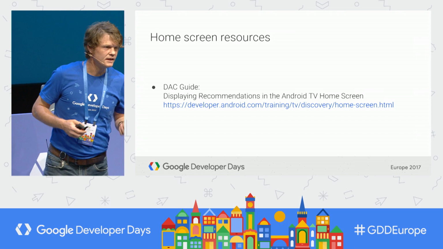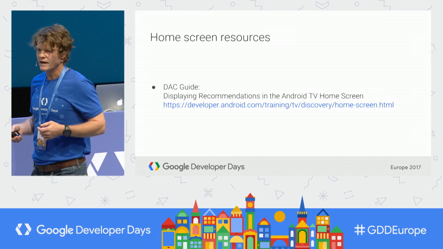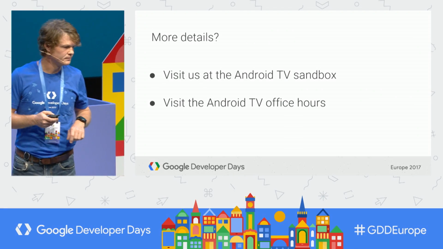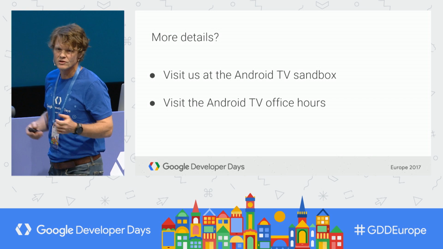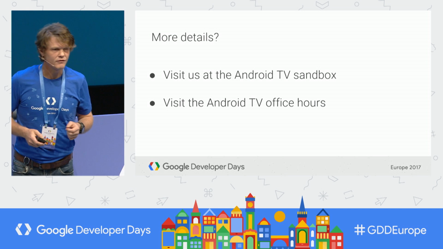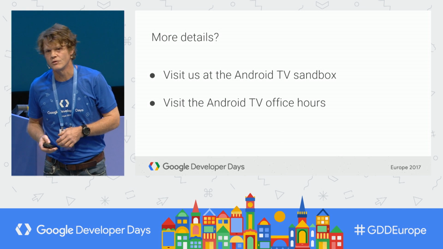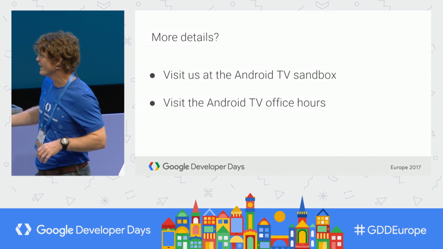This API is already documented in more detail on developer.android.com. You find a guide about displaying recommendations on the Android TV home screen, which provides you with more details about how you can maintain your channel and program data in the database. With this, a last pointer to our sandbox, the Android TV sandbox, where you can play around with the new launcher screen, and also the Android TV office hours. We are happy to answer your detailed questions about Android TV. And with this, I hand over to Santiago from the ExoPlayer team.